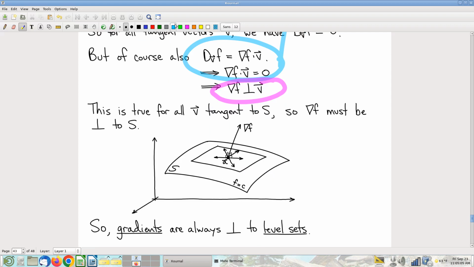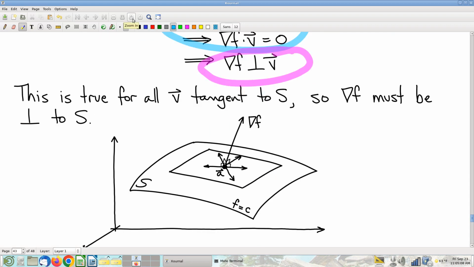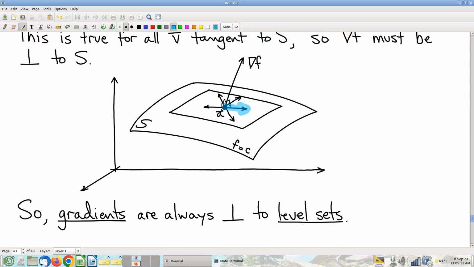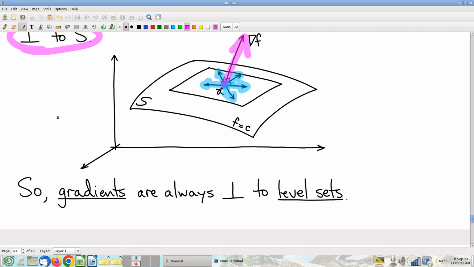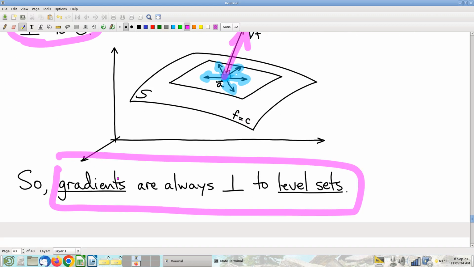Again, all these are tangent vectors. What vector could it be that's perpendicular to all the tangent vectors? Well, the gradient vector, perpendicular to all those tangent vectors, must then be perpendicular to the surface itself. And this is the neat interpretation. Gradients are always orthogonal to level sets. So they point uphill on graphs. They are orthogonal to level sets. Everybody good? Makes sense? Yes.